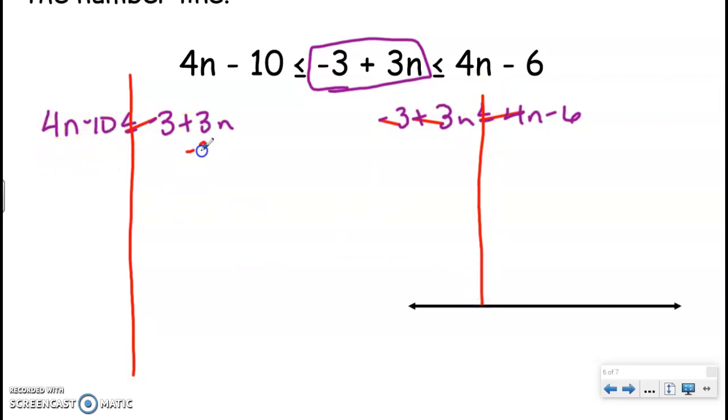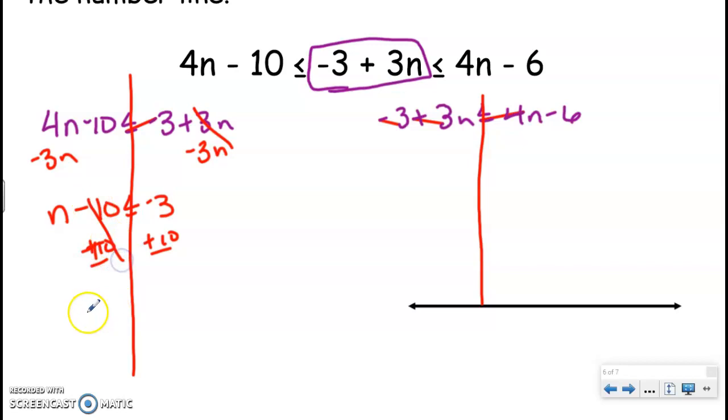So for the first one, I'm going to move my letters to the left side. So I'm going to do -3n on both sides. So I get n minus 10 is less than or equal to -3. I'm going to move my numbers to the right side. So I'm going to add 10 to both sides, to get n is less than or equal to 7.